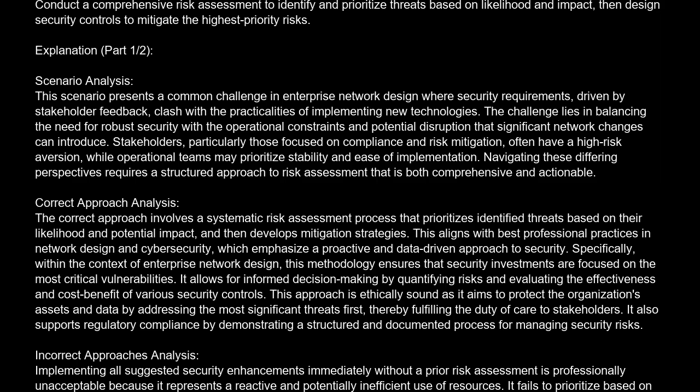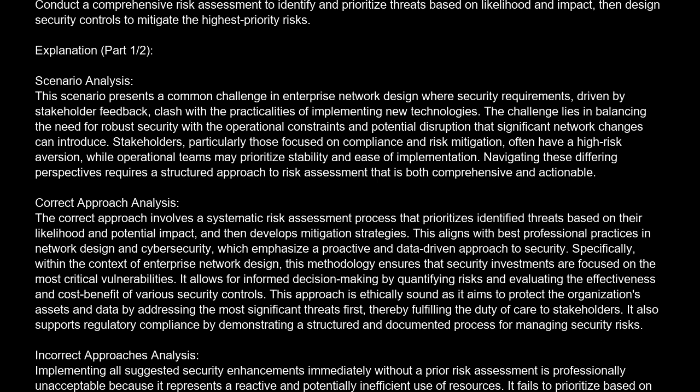Explanation. Scenario analysis. This scenario presents a common challenge in enterprise network design, where security requirements, driven by stakeholder feedback, clash with the practicalities of implementing new technologies. The challenge lies in balancing the need for robust security with the operational constraints and potential disruption that significant network changes can introduce. Stakeholders, particularly those focused on compliance and risk mitigation, often have a high-risk aversion, while operational teams may prioritize stability and ease of implementation. Navigating these differing perspectives requires a structured approach to risk assessment that is both comprehensive and actionable.